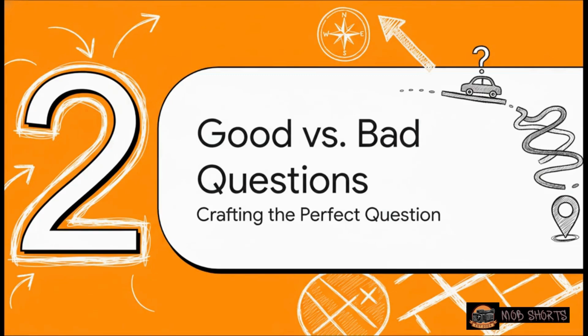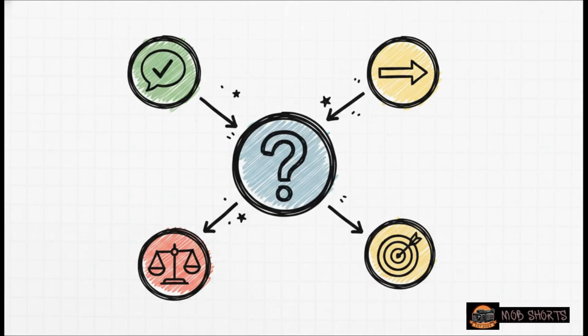All right, so now we know what our data might look like, but let's talk about the questions themselves. Because asking a bad question is like putting the wrong address into your GPS. All the hard work that comes next is just going to lead you further and further away from the truth. So what makes a question good? It's a pretty simple checklist, actually.